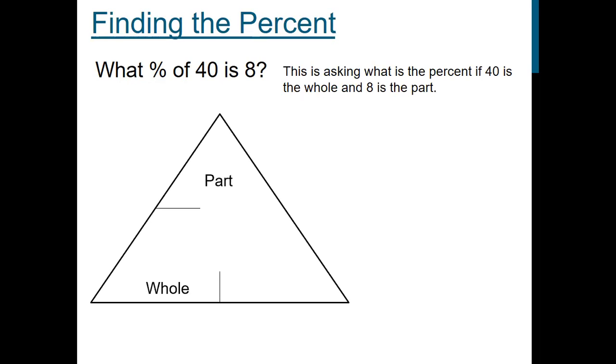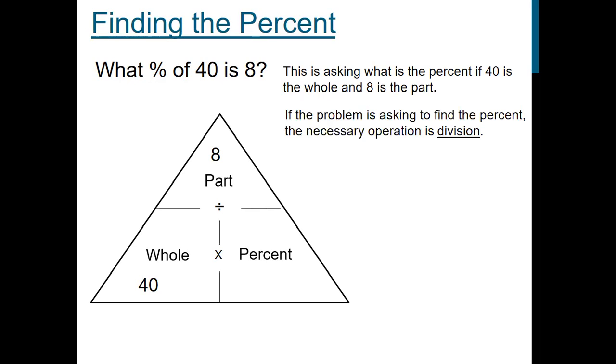So here I'm going to draw my percent pyramid, and 8 goes where the part goes, and 40 goes where the whole goes. I'll say it again, 8 is my part. You will divide, and 8 will go in the calculator first, or if you're doing it by hand, 8 will go in the house first. So it is 8 divided by 40. And if you do 8 divided by 40, you get 0.2.